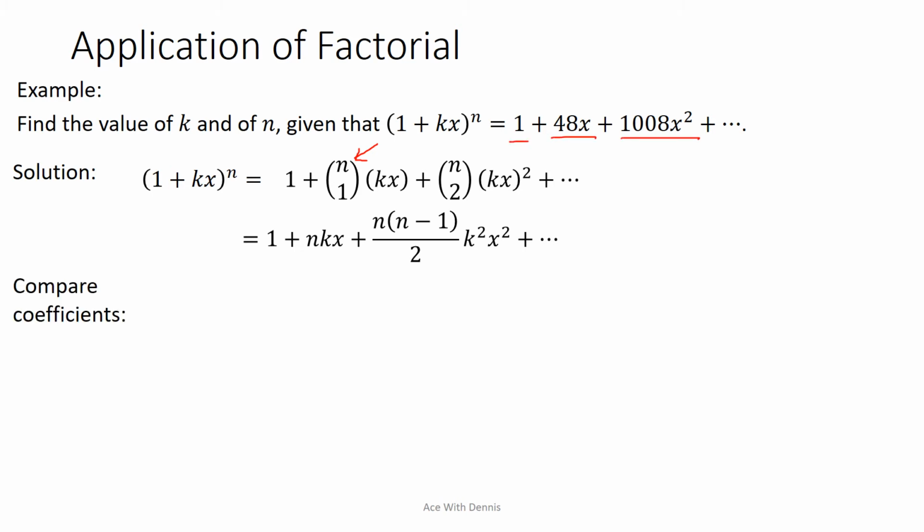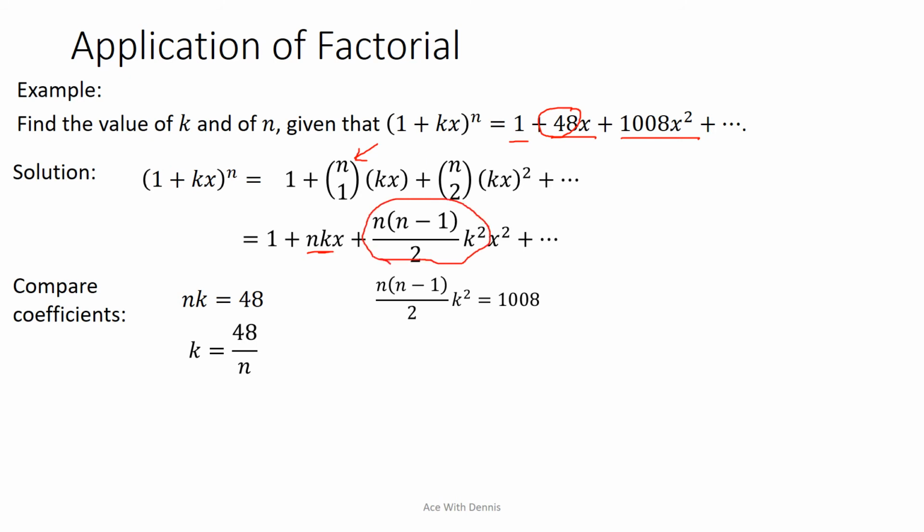So the next step is we compare the coefficients. So nk equals 48. The nk here and the 48 here are the same because they are the coefficient of the x. And k will be 48 over n. Next, we compare this whole thing, n times n minus 1 over 2 k squared, it equals 1008 because both of them are the coefficients of the x squared.